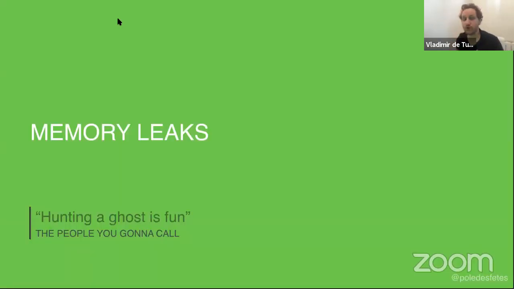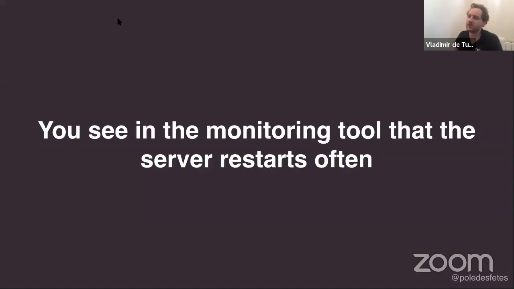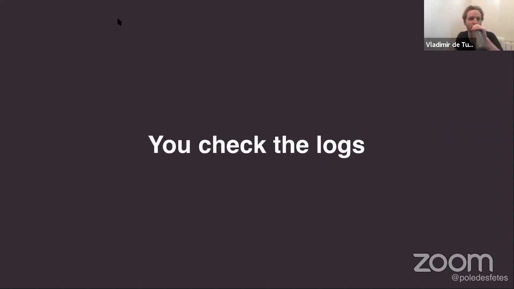So now let's go to the practical part, because we know in theory how to connect to a Node.js application with the debugger, and now we need to know what we can do with it. The first example will be debugging memory leaks. Let's say you are checking in your monitoring tool and you see that the server restarts a lot. Since you are a good developer, a good DevOps, you decide to check the logs. And the logs are actually really helpful because you see that the application crashes with these logs.